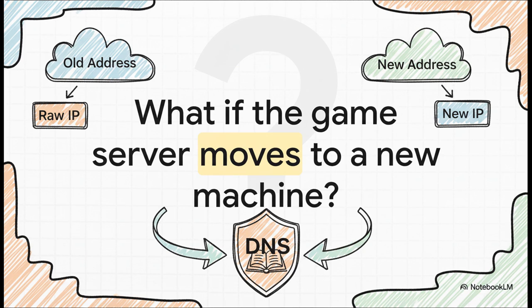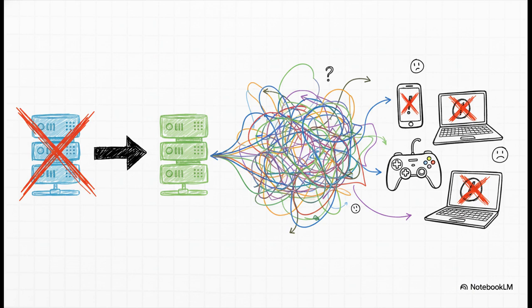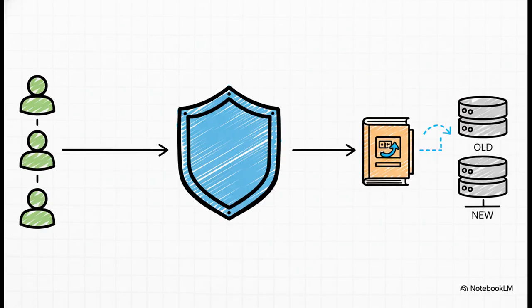But here's where it gets really powerful. This is the hidden genius of using names over numbers. Can you imagine, if they used an IP address, every single app would have to be updated. What a nightmare. But with the domain name, you just update one thing, the DNS entry. The name itself never changes.